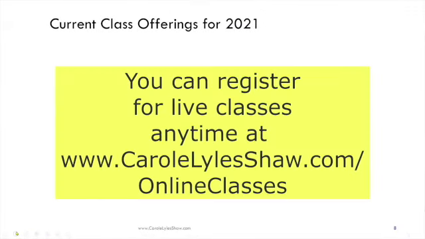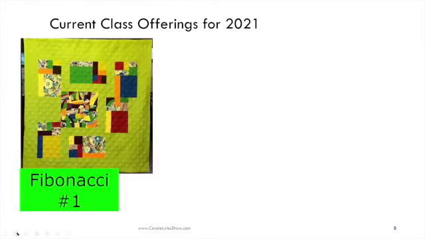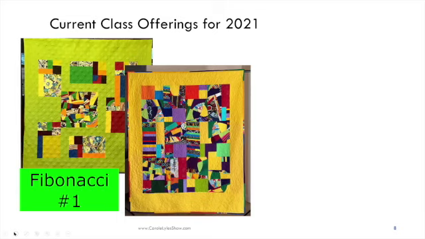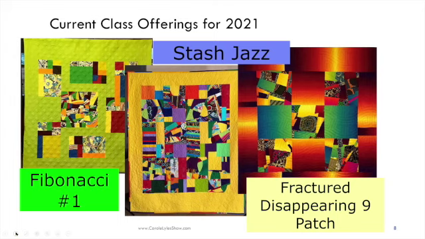My current class offerings for 2021 include the Fibonacci quilt, Stash Jazz, which is a great way to use up some of those orphan blocks, those blocks we have not put into a project, as well as small and large pieces of scraps. And finally, a very popular class is the Fractured Disappearing 9-Patch.